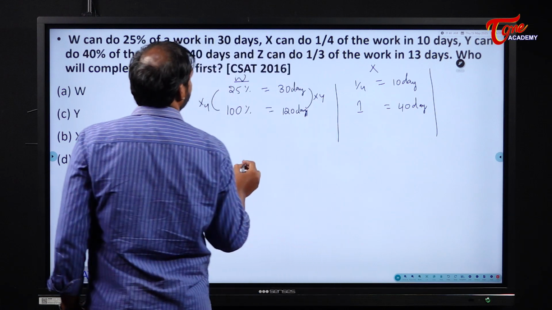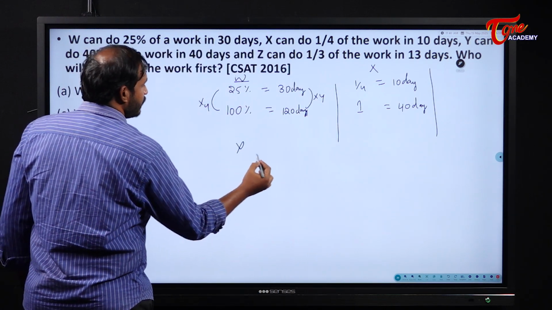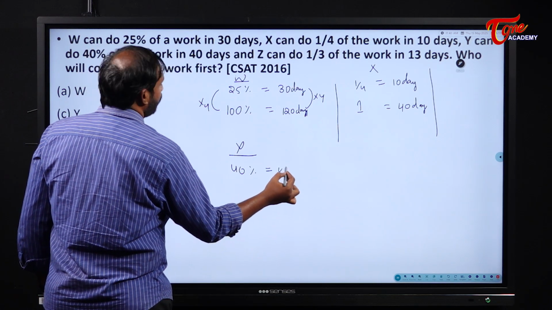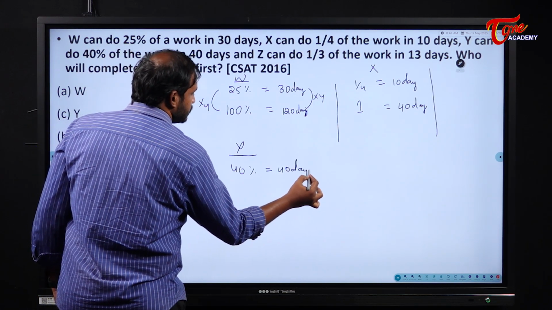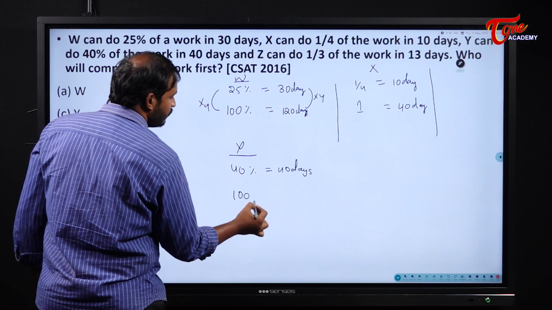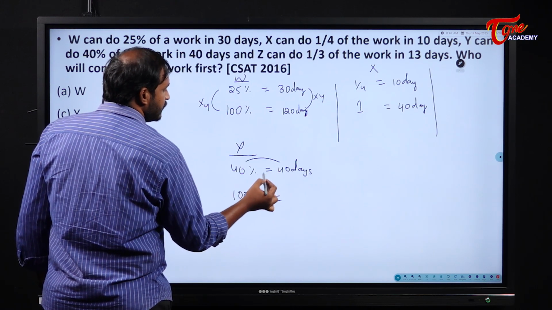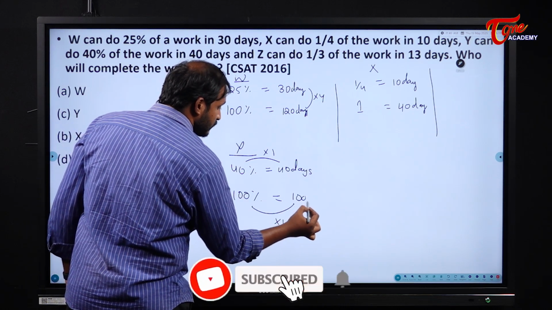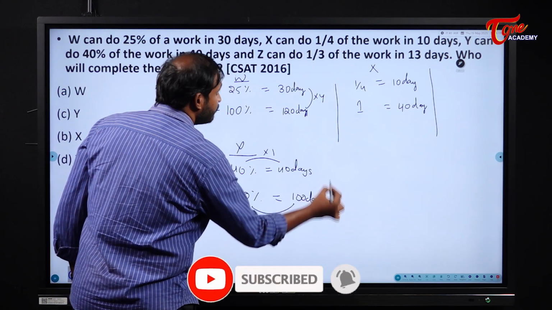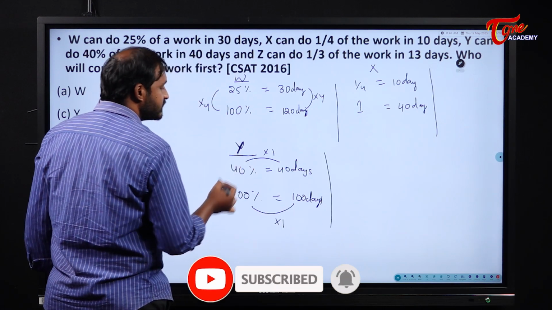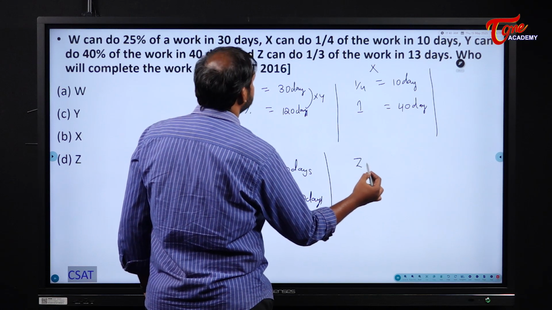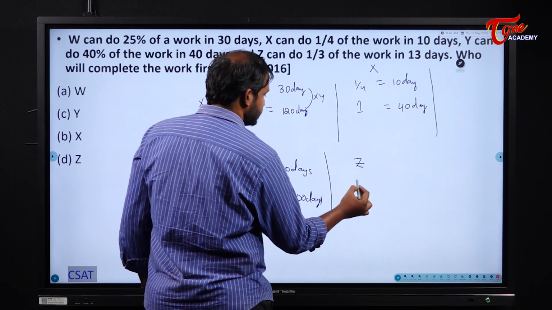40% of work in 40 days. Then 100% of work in how many days? Into 1, right? Similarly, into 1. So 100 days. That means Y can finish the work in how many days? 100 days. Next, when it comes to Z, 1/3 of work in 13 days.